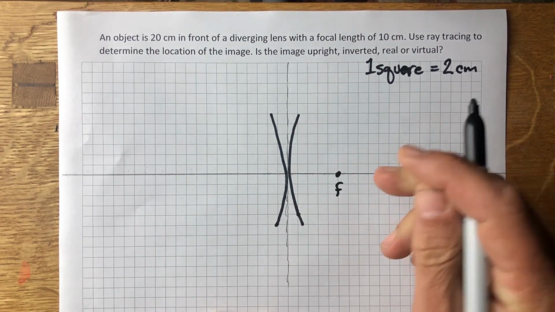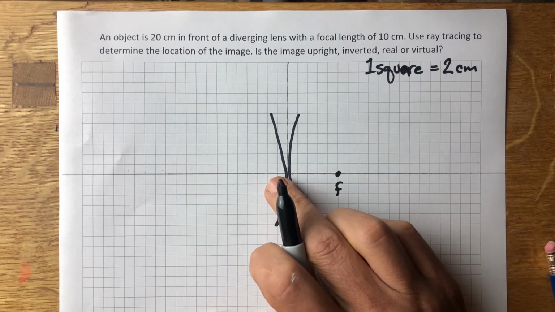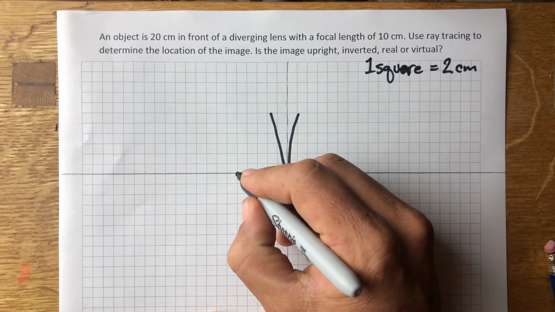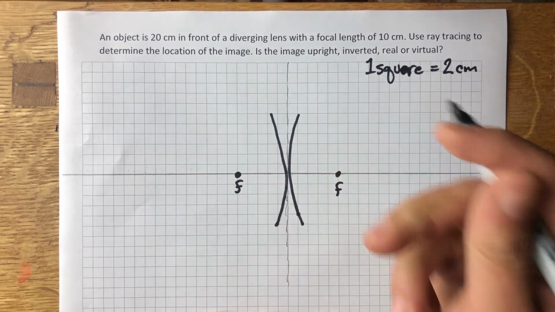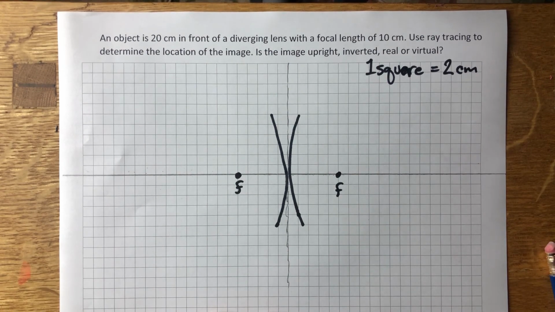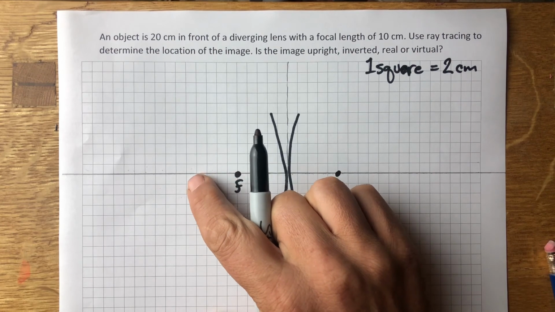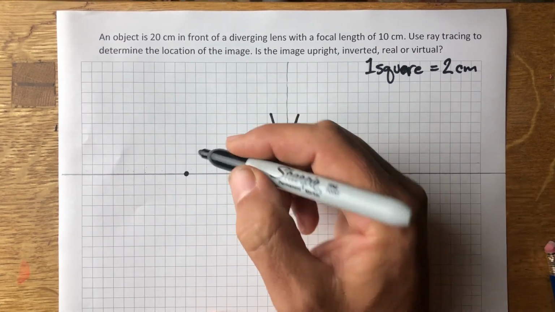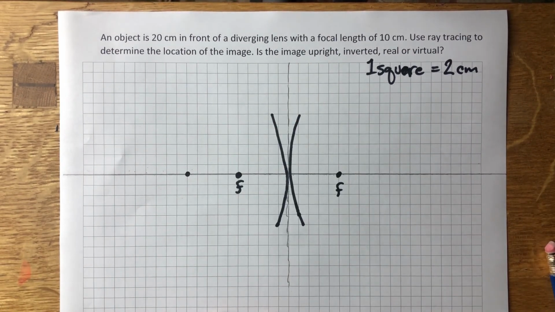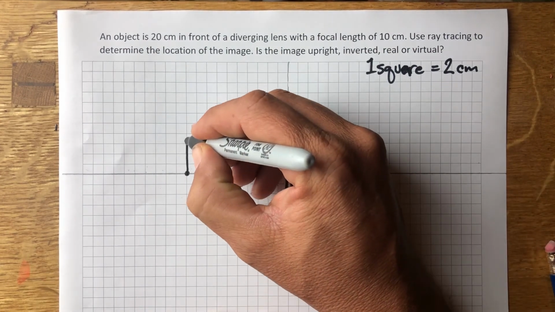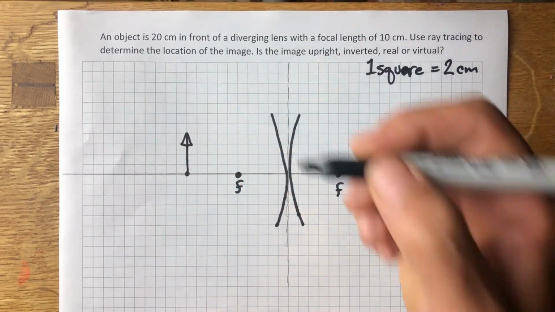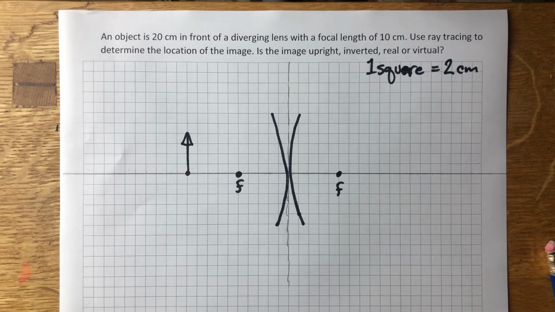Again, lenses have focal points on both sides. 1, 2, 3, 4, 5. And we have an object 20 centimeters away. 1, 2, 3. Again, we'll just make something like that. There's our object.